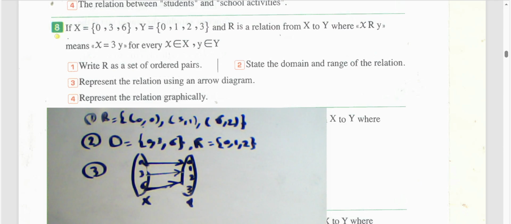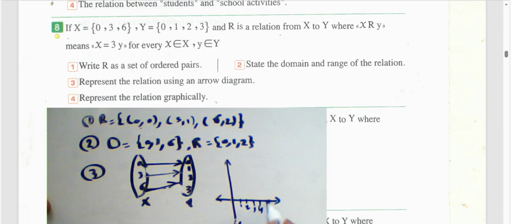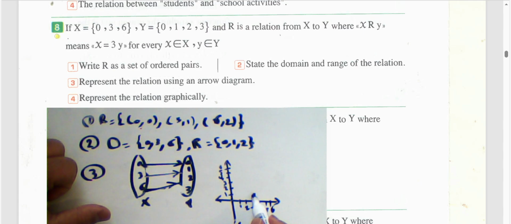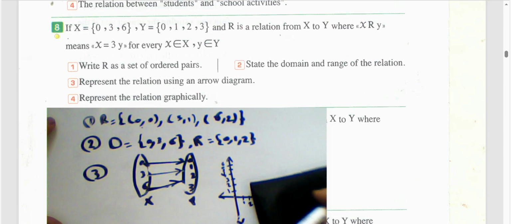Number 4, you want to represent the relation graphically. We can draw the x-axis and y-axis. x: 0, 3, 6, and 0, 1, 2, 3, 4, 5 and 6, and y: 1, 2, 3, 4, 5 and 6. 0 with 0, 3 with 1, and 6 with 2. Okay, this is the relation graphically.